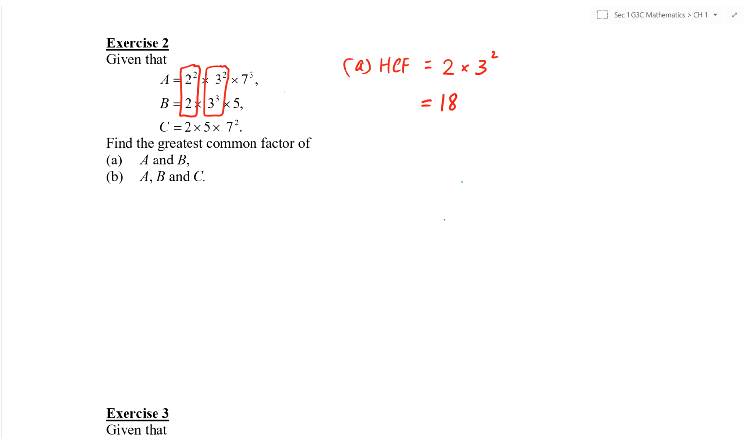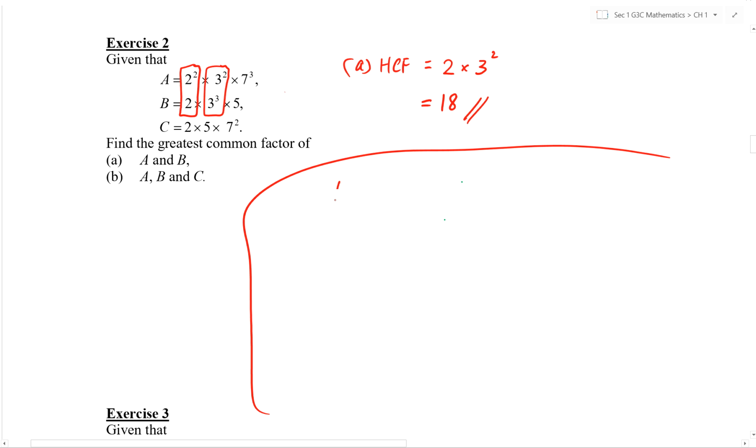Yeah, the greatest common factor for A and B is 18. This is our final answer for part A. If I didn't teach you this method, you would be doing this. A equals 1, 2, 3, 4, 8. B equals 2 times 27 times 5, 270.